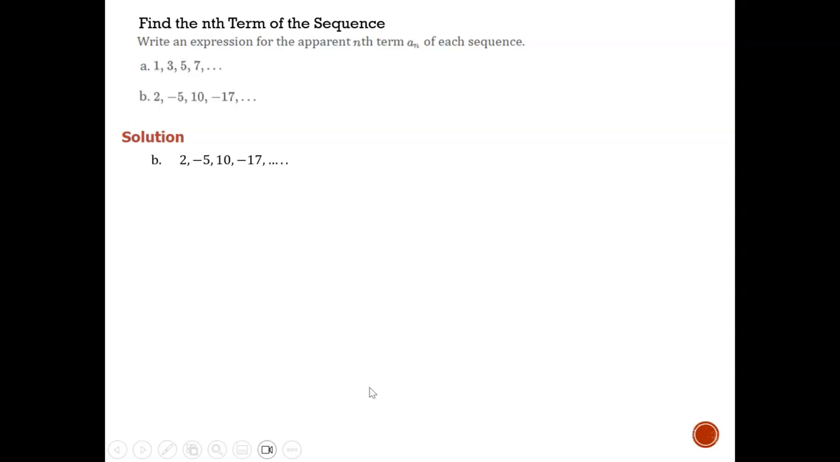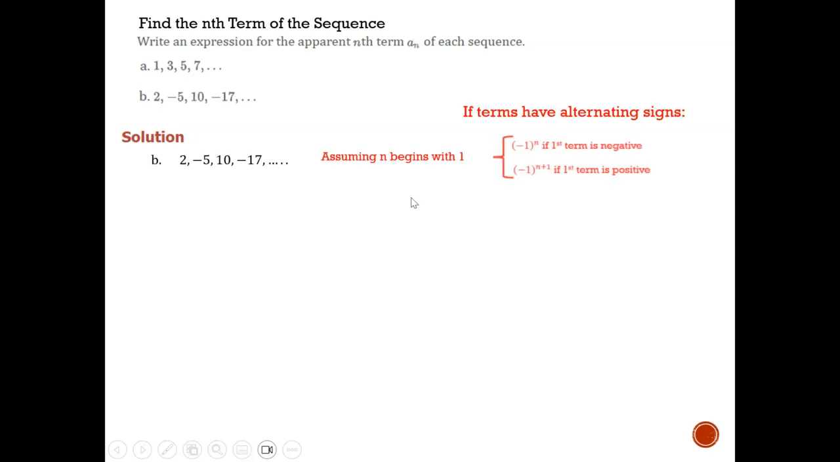If we notice, on B, you have a positive, negative, and the sequence goes on in the same pattern forever and ever. So let's see how we can note a positive and a negative and so forth. If terms have alternating signs, there are two things that might happen. If the first term is negative, then it's (-1) to the nth power. And if the first term is positive, it's (-1) to the power of n plus 1.